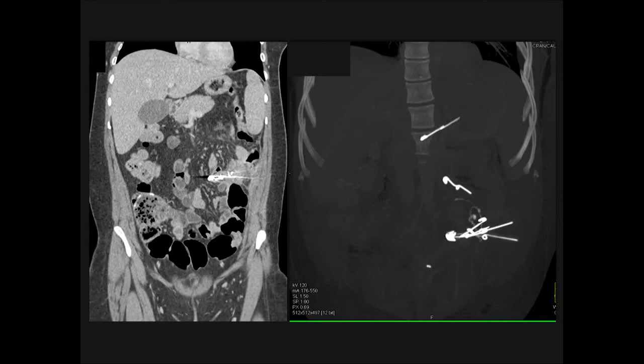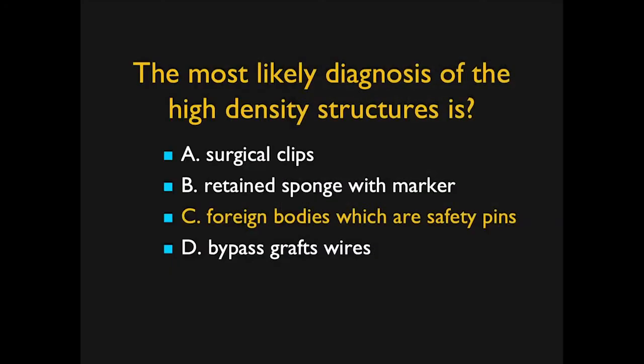But of course, open safety pins can easily perforate. So it really is a challenge managing these patients. So again, foreign matter, we talk about retained sponges. This is a case, unfortunately, of a patient with psychiatric issues who swallowed a number of safety pins.